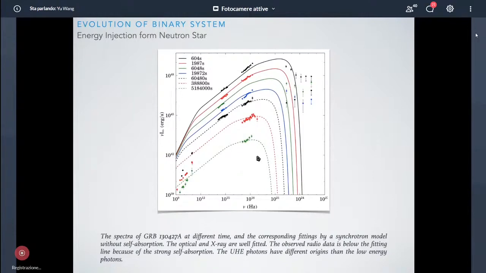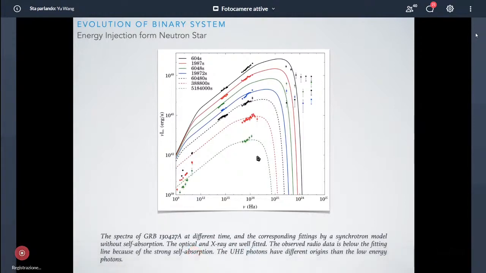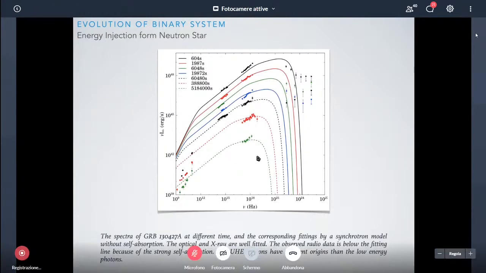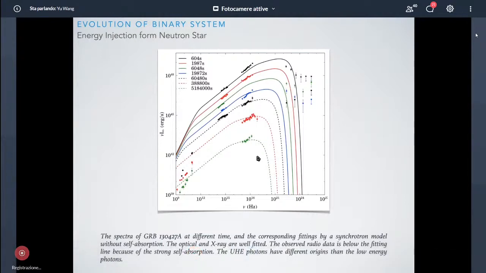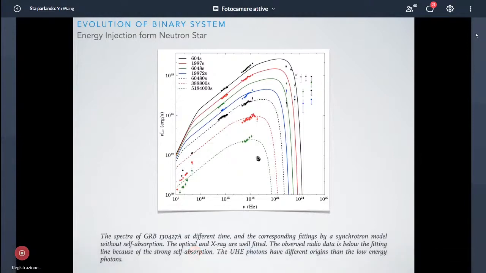So with energy injection from neutron star spin down, we adopt a synchrotron model to fit the spectra at different times. Here is an example of the fitting of GRB 130427A from the early time, 600 seconds, to almost 3 months, and from a wide band of the emission from radio to the GeV band. The synchrotron model will fit the optical and X-ray data that you can see in the middle. But for the radio part, it requires a self-absorption. And for the GeV part, it requires an additional emission mechanism.